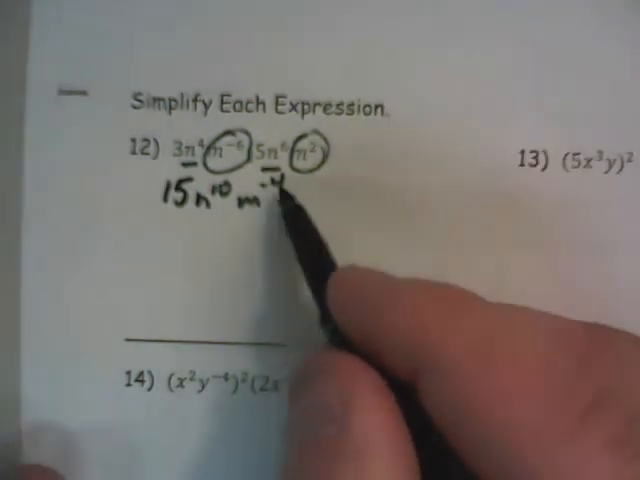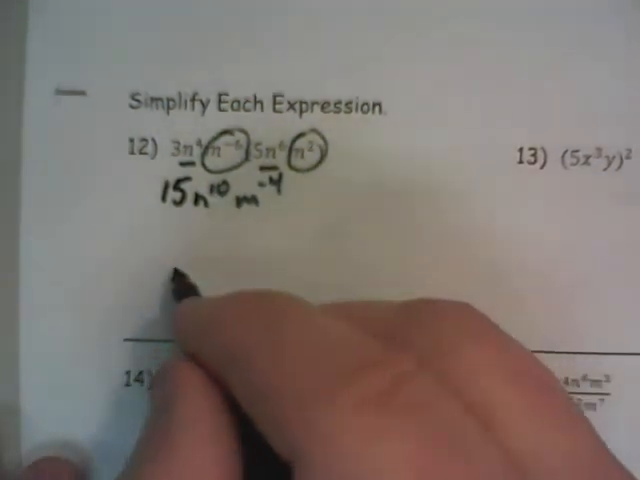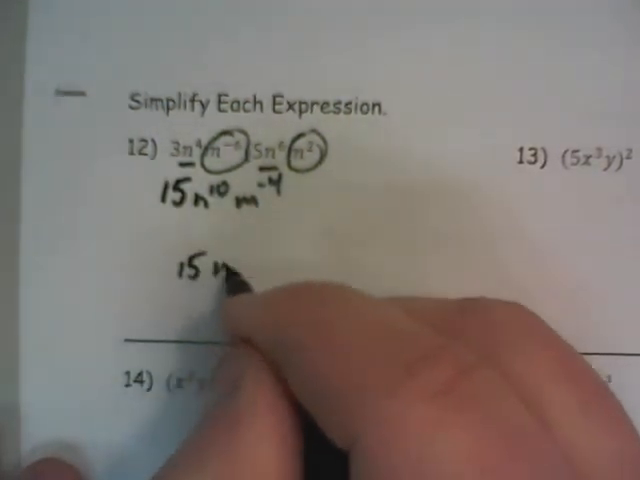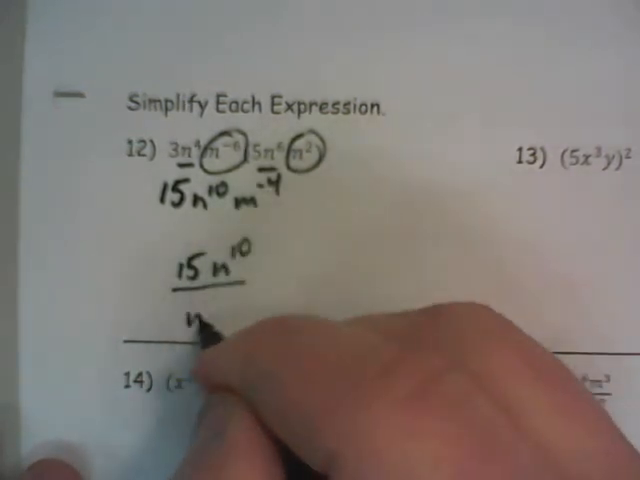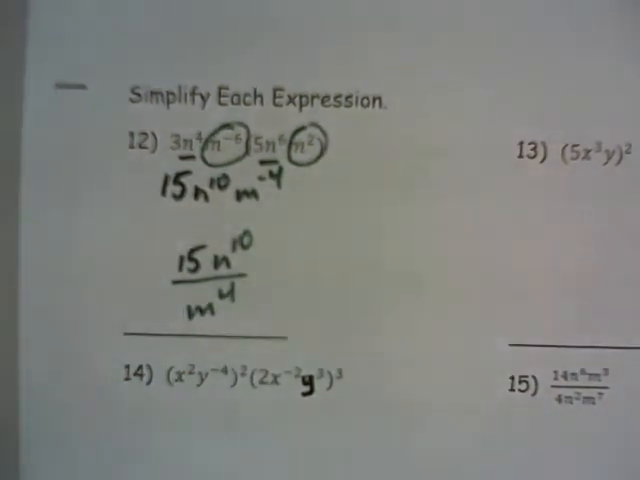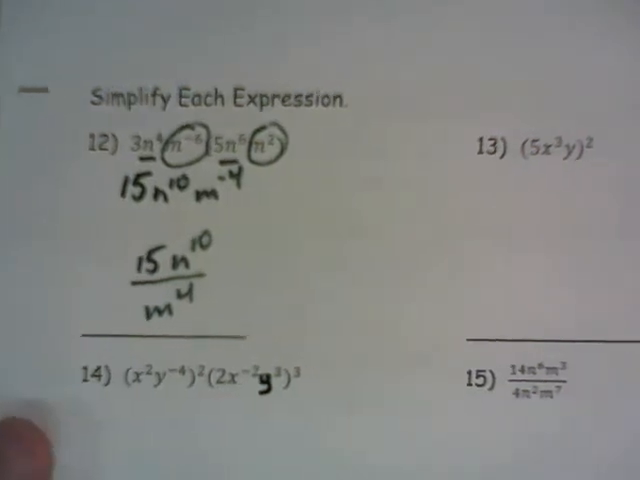But then we have to remember that anytime we have a negative exponent, it goes to the bottom. So the 15 will stay on top. N to the 10th will stay in the top, in the numerator. But then m to the 4th, we'll write that in the denominator. And we'll have 15 n to the 10th over m to the 4th.